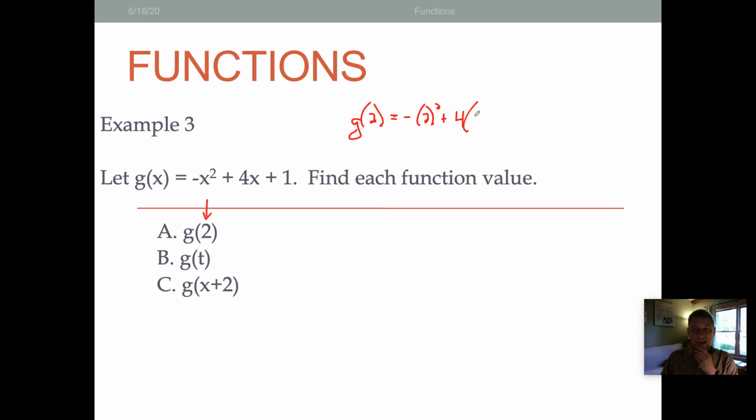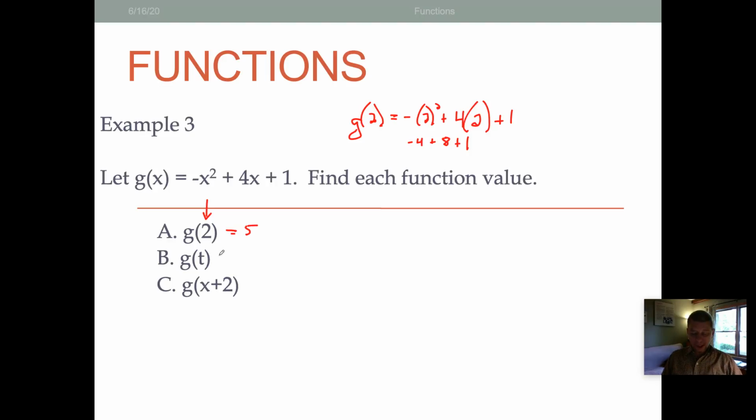4 times 2 plus 1. Now, 2 squared is obviously 4, so this becomes negative 4 plus 4 times 2 is 8 plus 1. Well, negative 4 plus 8 is 4, plus 1 is 5. And so g of 2 is 5.